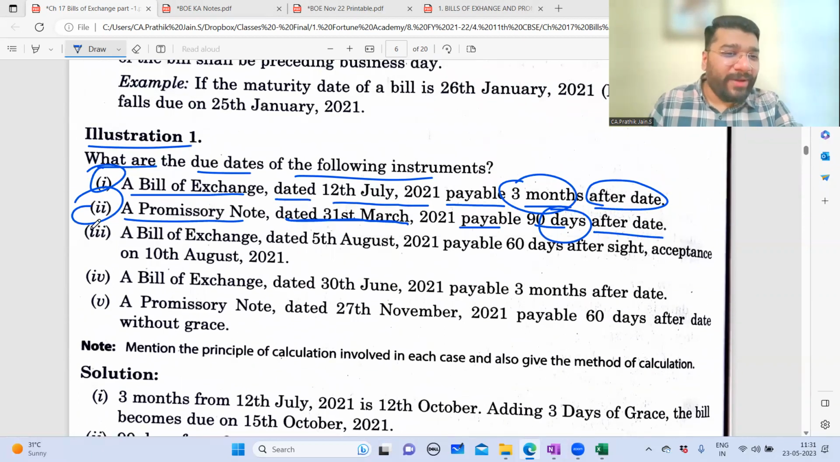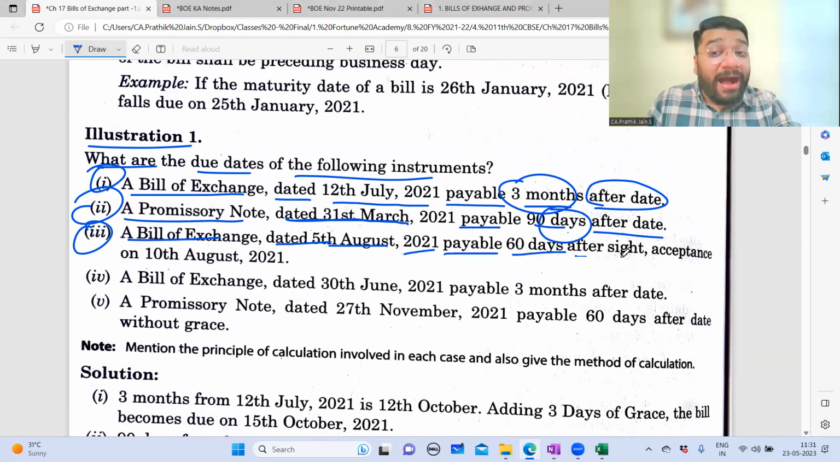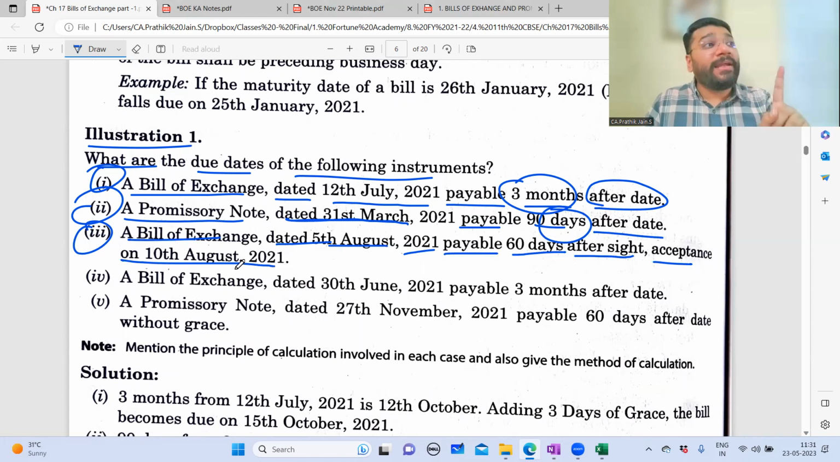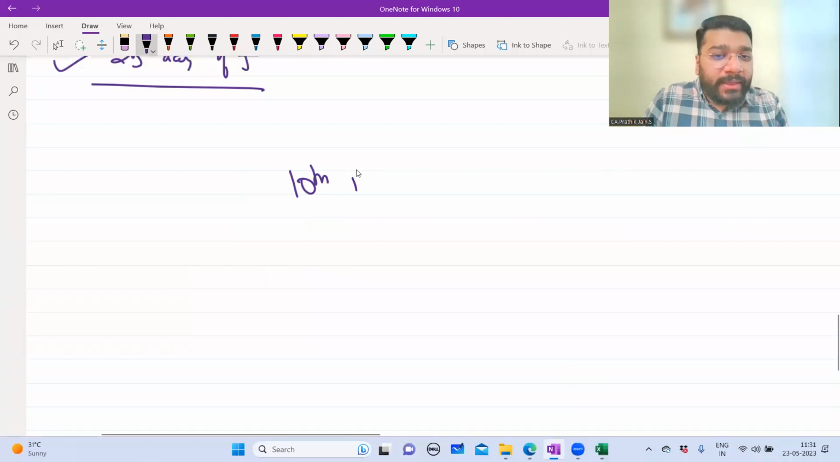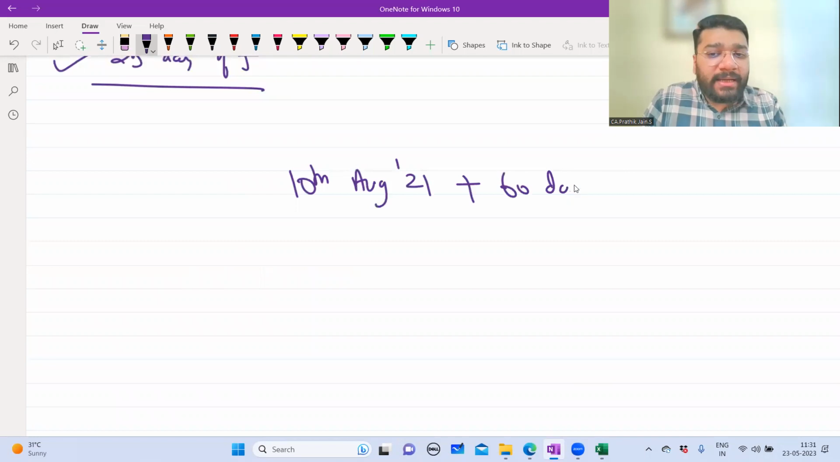Now, third one. A bill of exchange dated 5th August 2021, payable 60 days after sight, and acceptance is on 10th of August. So after sight means what? You should calculate the credit period from which date? Acceptance date. So acceptance date is 10th August. So don't calculate from 5th August. 10th August is the base date. From there you will calculate 60 days. So 10th August 2021, the acceptance date, plus 60 days plus 3 grace days.